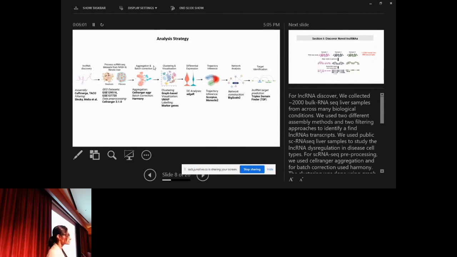And all the downstream analysis for pre-processing of the datasets we have done in Cell Ranger. Harmony has been used for cross-batch correction. For the spatial or trajectory inference analysis, we use packages like Monocle, SCORPIUS and Parallel. For network analysis and target identification, I'll be going a little bit more into detail later. We use BigScale2 for network construction and a sequence context method called Triplex Domain Finder, TDF, which helps us to identify putative targets for some of these regulatory lncRNAs.